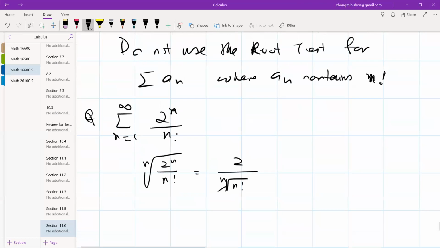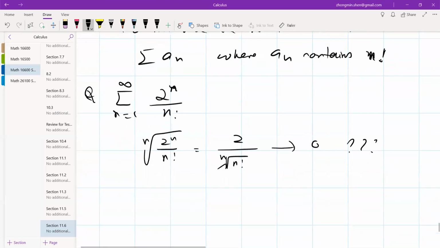If you really have to prove this, okay? Because in the ratio test, the limit is going to be 0. Why, right? So yeah, this should be 0, but it's harder to prove. In other words, the nth root of n factorial is going to be infinity.